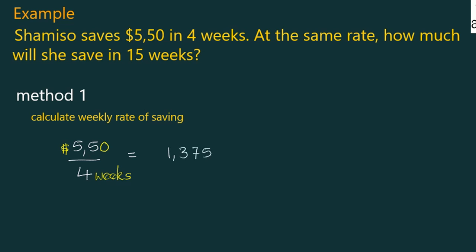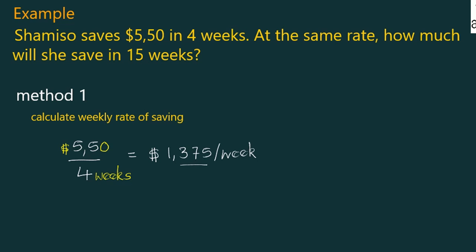So dividing 4 into 5.5, we get 1.375, and I'm putting a dollar sign right there, although money should be to 2 decimal places, just ignoring that for a moment because we don't want to lose any value right there. So it's per week. That is her rate of saving, 1.375 per week.